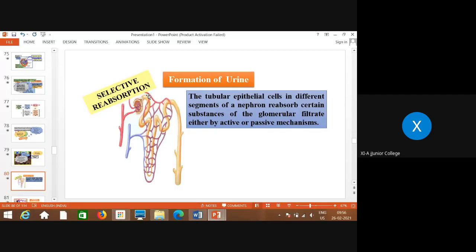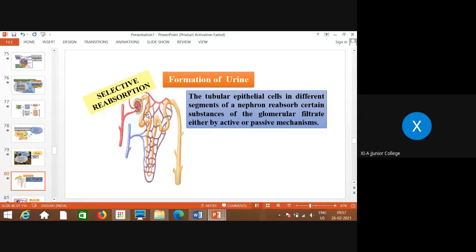One more very important thing about this PCT is the inner lining of the PCT. It is made up of epithelial cells which are very specialized, with the presence of microvilli, or you can say brush border like cells.